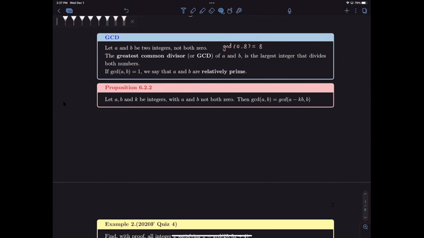GCD. GCD is the greatest common divisor. If we have a and b as two integers, not both zero, then the greatest common divisor is the largest integer that divides both numbers. So remember, it's the largest. That is why GCD(0, 8) equals 8, because 0 has lots of divisors, but in this case, the biggest one is 8. It's not 0, okay? So the smallest GCD you can have is going to be 1.